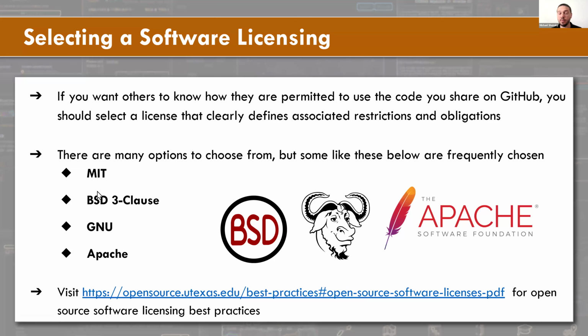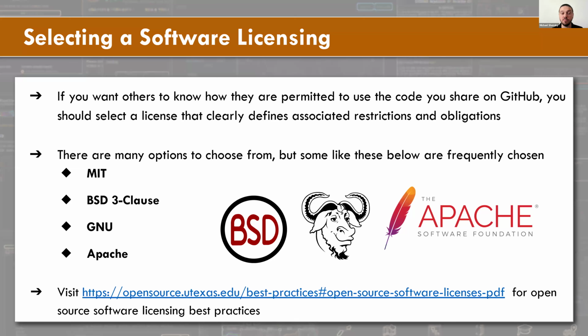There are some very commonly selected licenses: MIT, BSD3, GNU, Apache, and those can have significant repercussions for what you can later do with your code and what others can do with it. So the Open Source Program Office here on campus, which I should have mentioned earlier, this workshop is being co-authored by the UT Libraries and the Open Source Program Office.